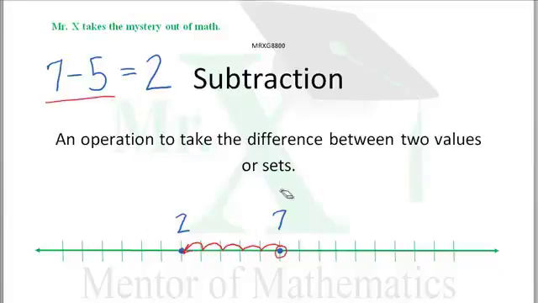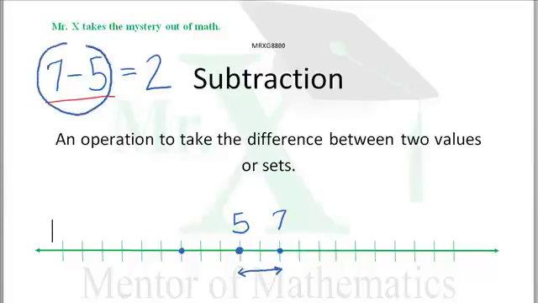I submit there's an equally good way, and that is simply to look at the difference between 7 and 5. What's the distance? How far is it from 7 to 5? In other words, what's the difference between 7 and 5? Well, that distance is 2. So there's no one way to look at subtraction.